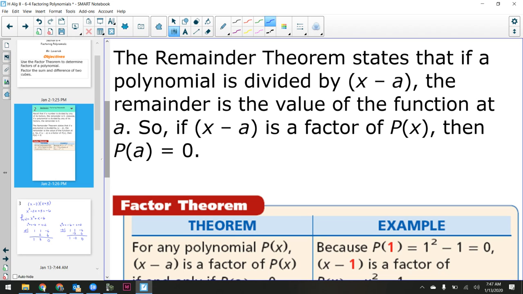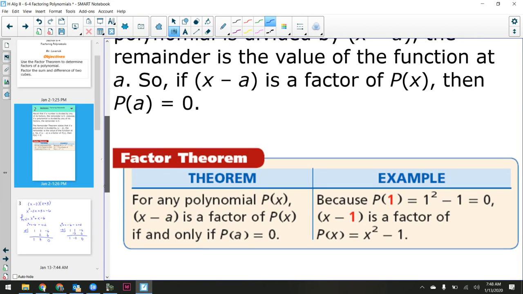Because very soon enough, we're going to be given a big long, big scary looking polynomial, and I'm going to say, okay, is this one of my factors? You have to check it and say, okay, yes, it is one of my factors, or no, it's not one of my factors, and then you got to move on. If it's not one of my factors, you got to try something else. Okay? But how do you know that is it a factor?